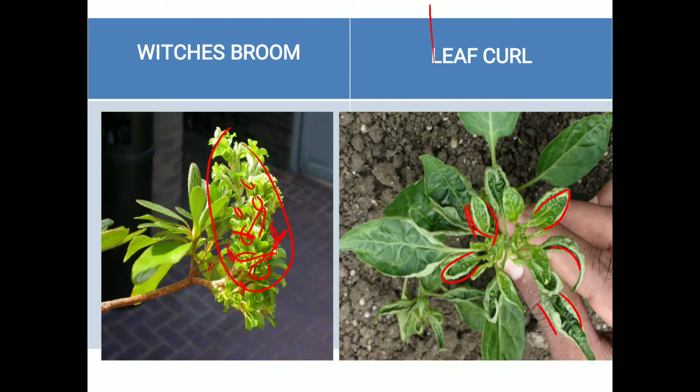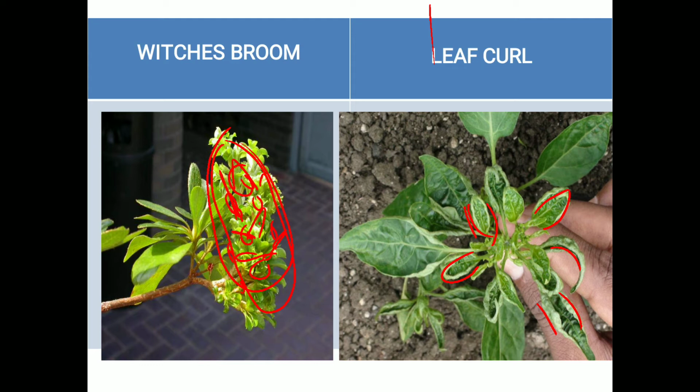Next one is witch's broom. So as we know, what does witch's broom mean? Several buds arise on the leaves or on the stem, and from those several buds a small leafy growth is observed, and that leafy growth just looks like a bunch. So it is called witch's broom.